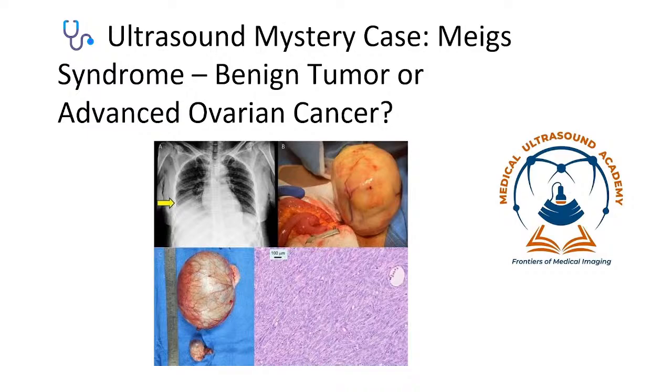Ultrasound mystery case: ovarian mass with ascites. Is it a benign tumor or advanced ovarian cancer? What's your take?